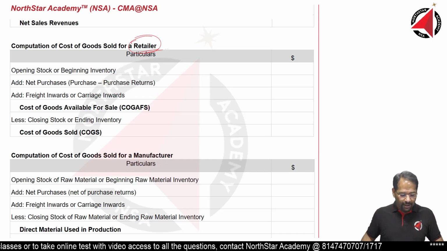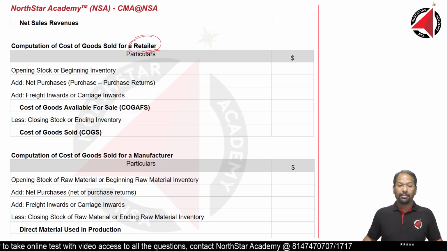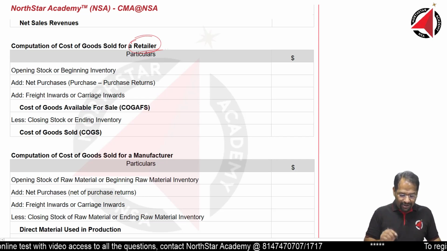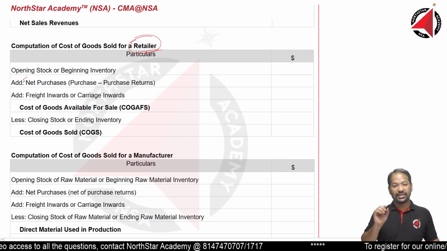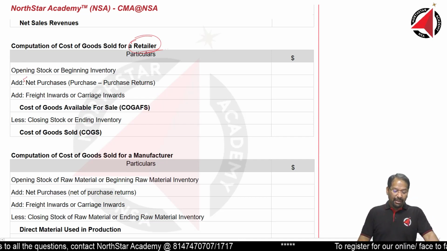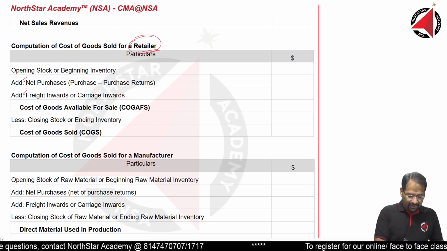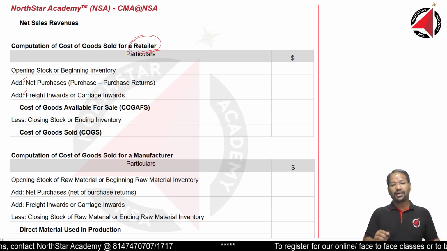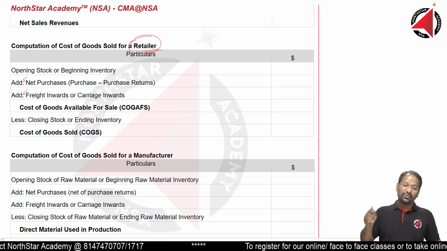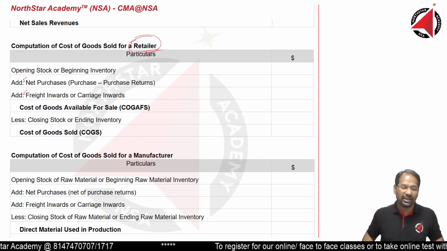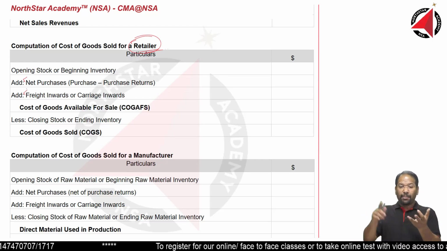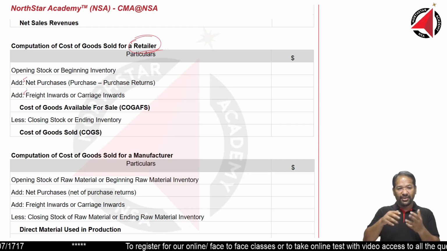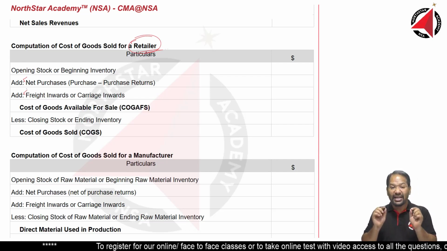Simple. So, opening stock or beginning inventory. Add purchases. Purchases means net purchases. What is net purchase? Purchase minus purchase return is called net purchases. Remember, we always add freight inward. Whatever freight we have paid for purchasing the goods will always be added to the cost of purchases. It is never recorded separately. Never. So opening stock plus net purchases together with freight is called cost of goods available for sale.